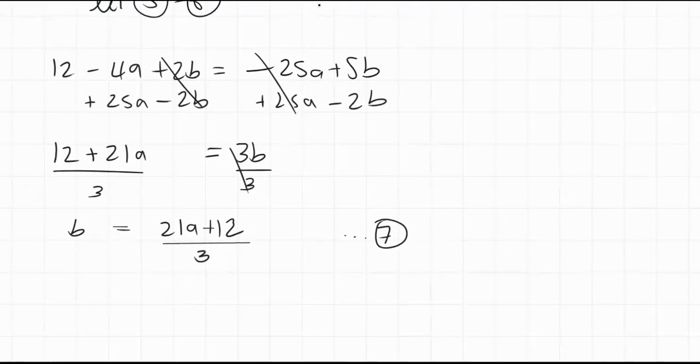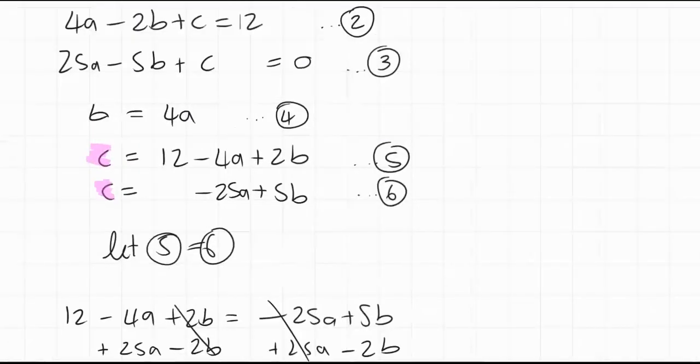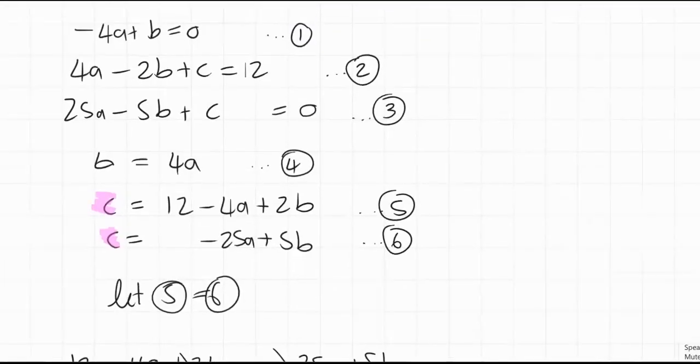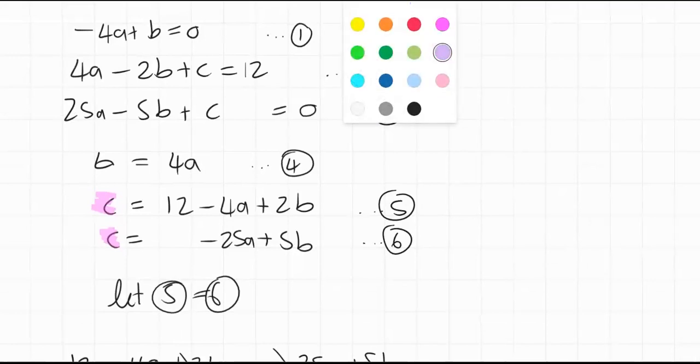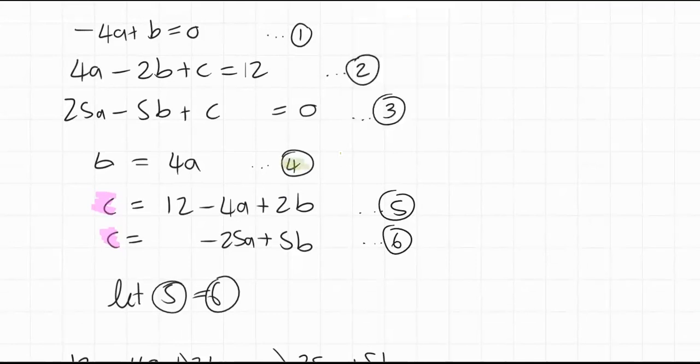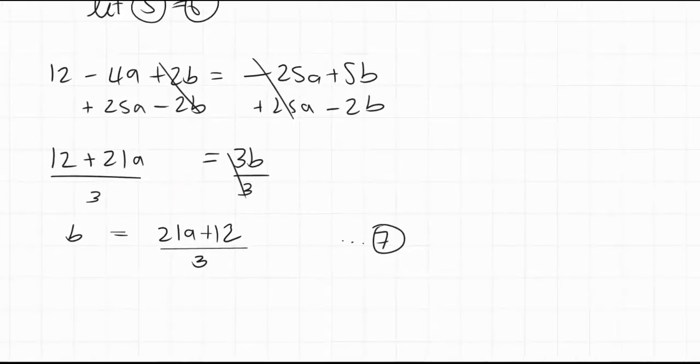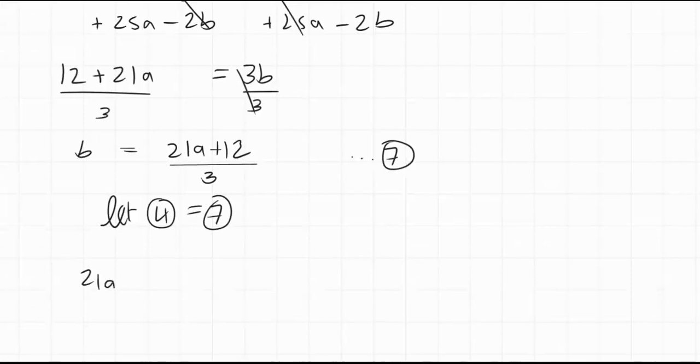We're getting there. So we can go back and grab an equation from the beginning. We had number 1, 2, 3. We rearranged number 1, so number 4. Number 4 is a good one. We had another value for B. B equals 4A. Okay. So we know that B equals 21A plus 12 over 3, but it also equals 4A. So let's let number 4 equal to number 7. So 21A plus 12 all over 3 must be equal to 4A.